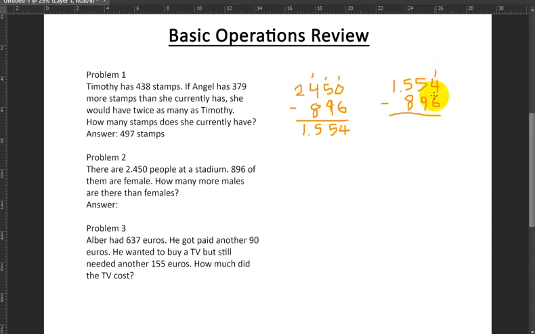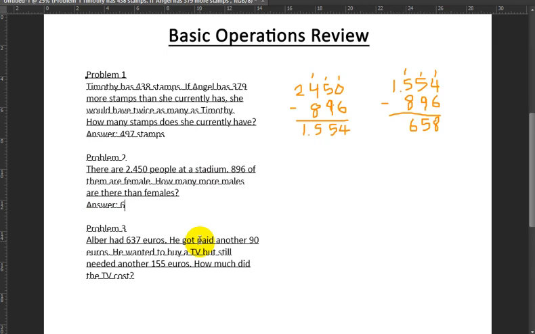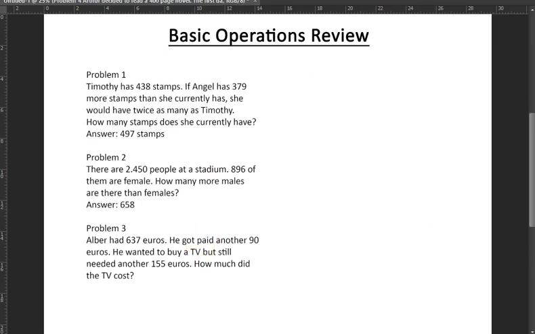Okay, we borrow here and we say 14 take away 6 makes 8. We borrow again and we do 15 take away 10 makes 5. We borrow again and we do 15 take away 9 makes 6. And then 1 take away 1 makes 0. So my result is 658. There are 658 more males than females. Let's erase this.